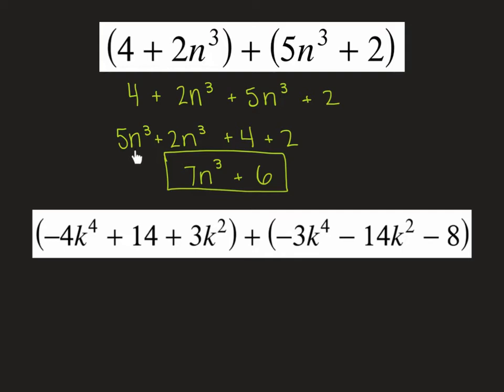Once you do that, you can see that you have 5n cubed plus 2n cubed. So when you have the same base to the same exponent, n cubed, you're just going to add your coefficients. So 5 plus 2 gives me 7n cubed. Same thing over here, I have 4 plus 2, I can combine them and get 6. So you really want to make sure that when you are combining like terms, they have the same base to the same exponent. So we're just going to write a little side note.